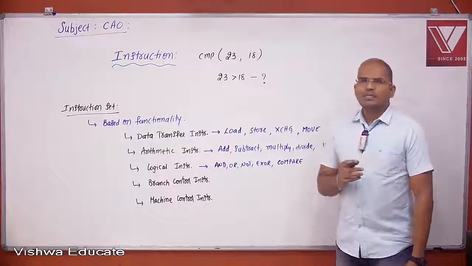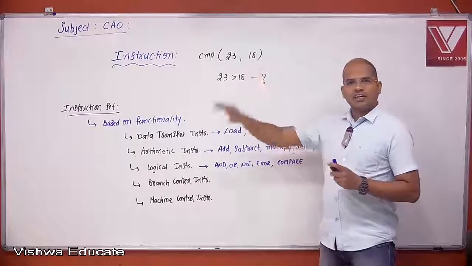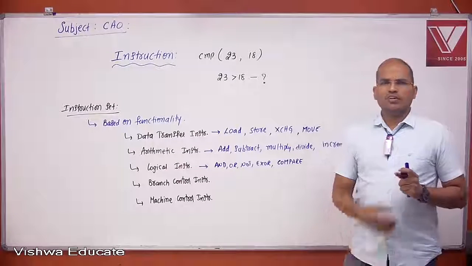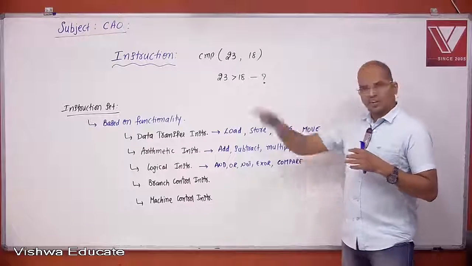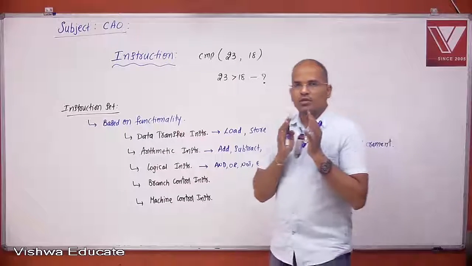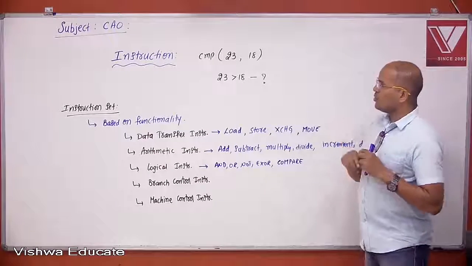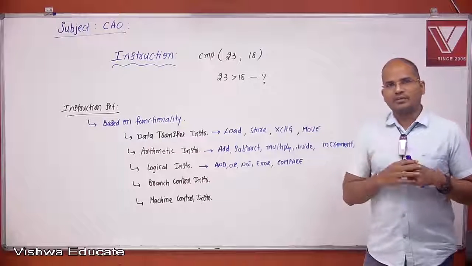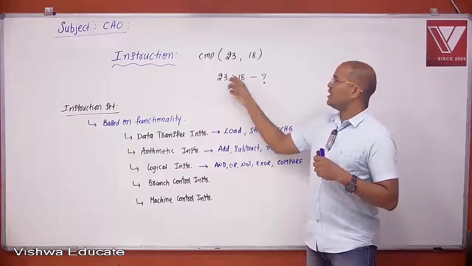90% of the students will give you the answer that, sir, in the number system 23 comes after 18, hence 23 is more than 18. Good, fantastic answer. But how does a machine know that 23 comes after 18? Whenever you are talking concepts, talk the concepts with respect to the machine. A human knows that 23 comes after 18 or 18 comes before 23, so you compare and get an answer. But coming to a machine, how does a machine understand that 23 is greater than 18?